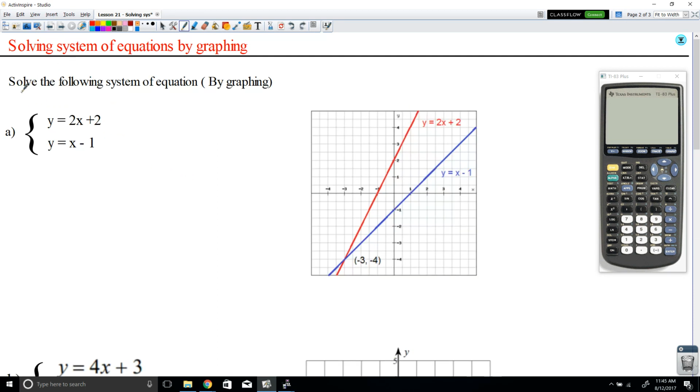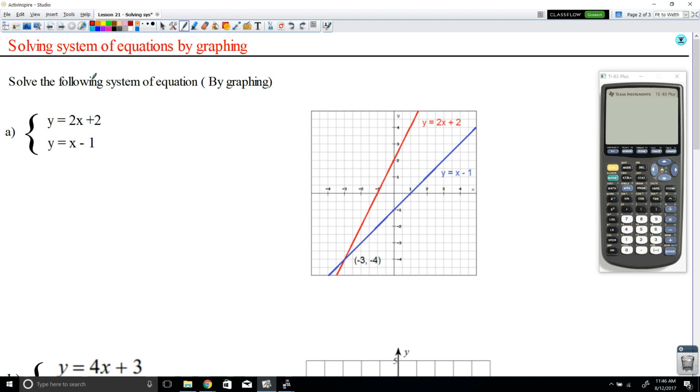It says here, solve the following system of equations. Like I explained in the main idea, first we're going to graph the equations, which in the first example is already graphed for us. So this is our system of equations. There are two equations here. When you have more than one equation on the same set, that's what we call a system of equations.